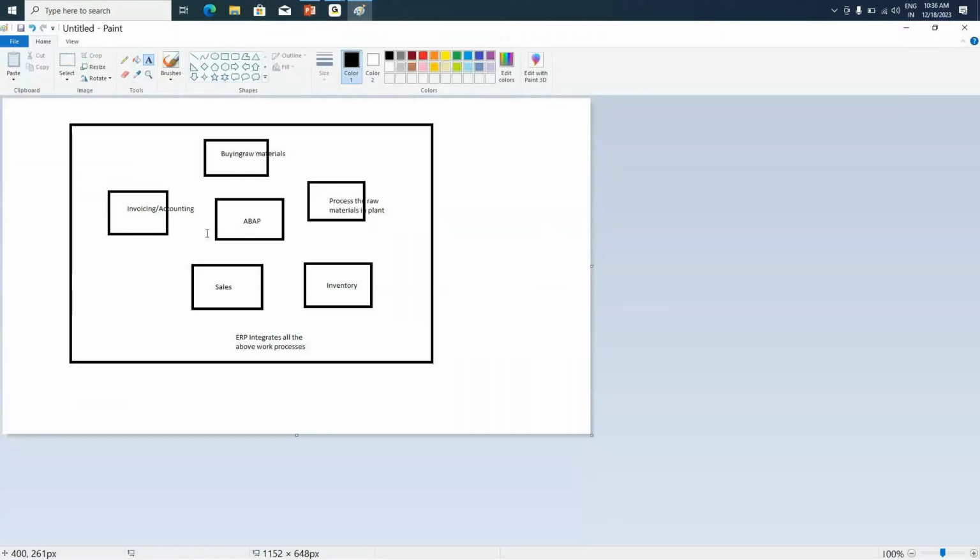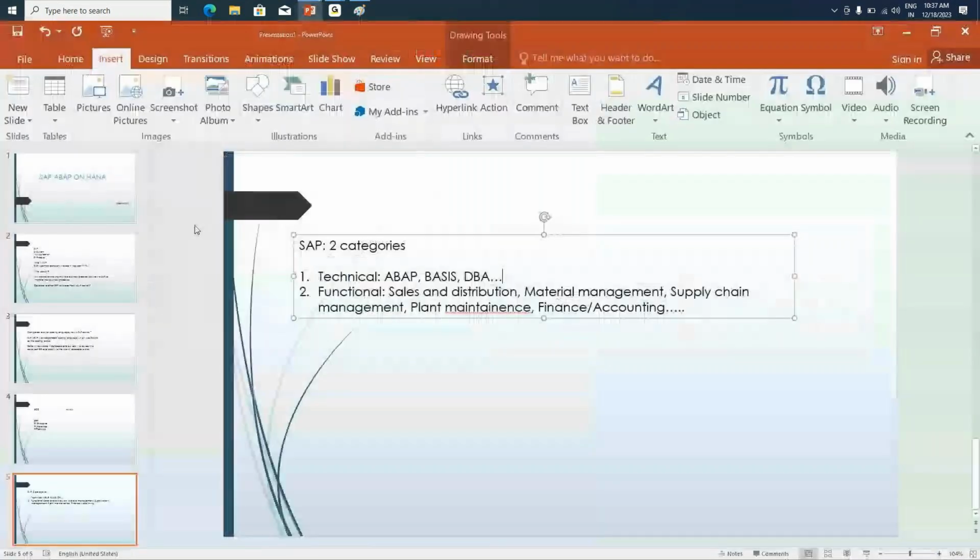Then finance and accounting. Finance and accounting is the final business process for any company. Any company will start with the raw materials, then it will end with finance and accounting, correct? Because once you have received your amount, once you have received your salary or anything, that's where it ends. After that there is nothing to be done. Once you have received your money for the product you're selling, that's where the business process ends. That's finance and accounting.